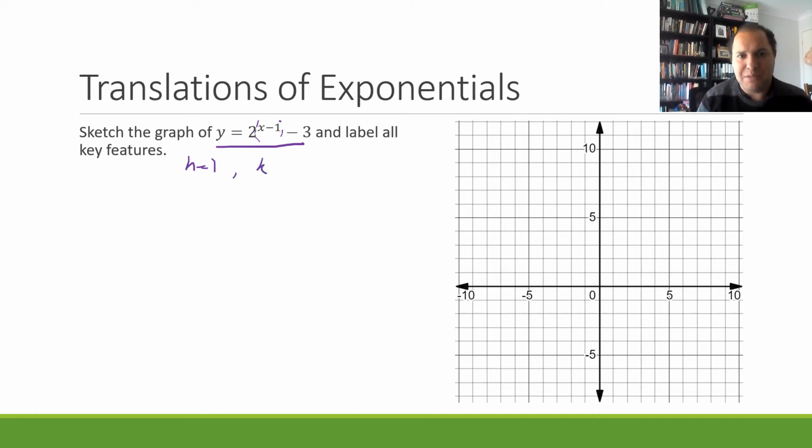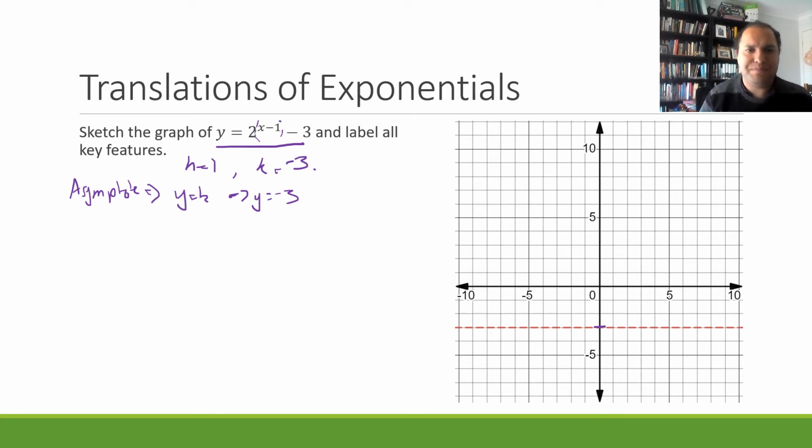K is not in brackets, it's on its own. Not with y, so that one stays the way it is, -3. Now because we have an exponential, our asymptote is the value y equals k. So therefore our asymptote is y equals -3, which will be down here. Drawing that in, we've got our asymptote going across there.